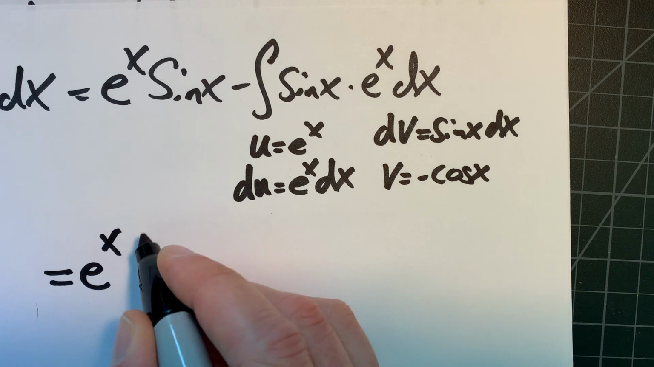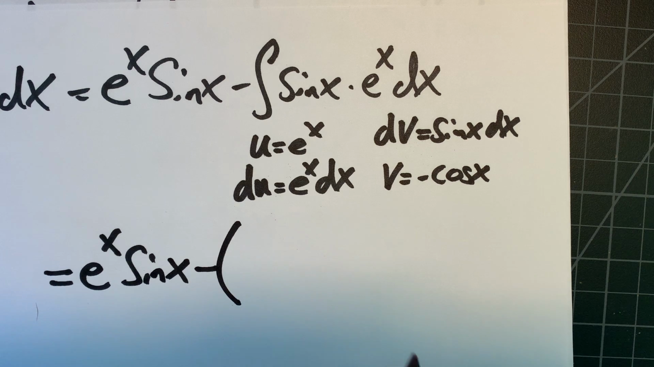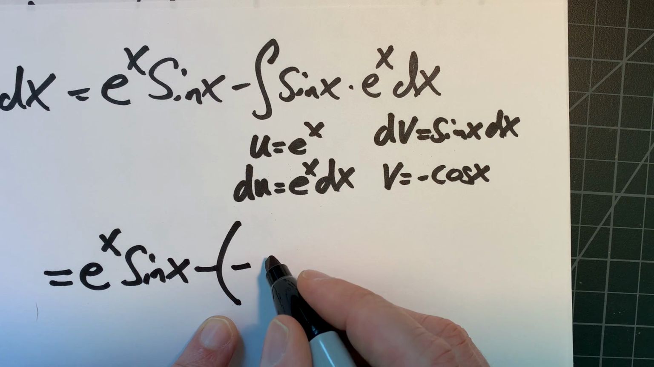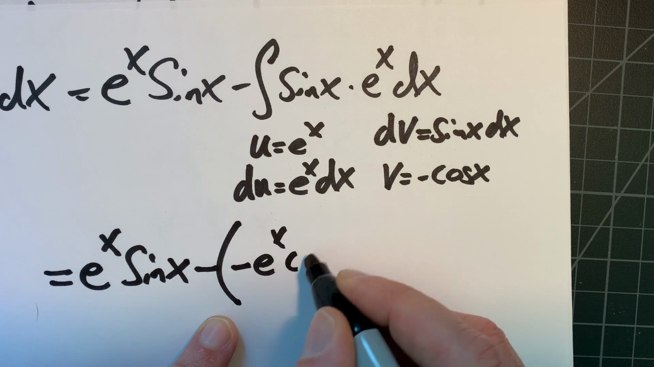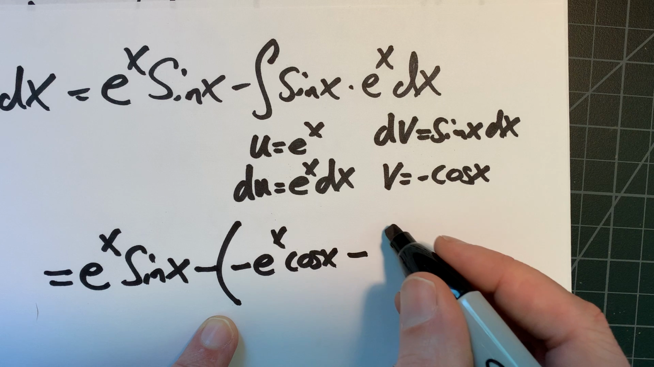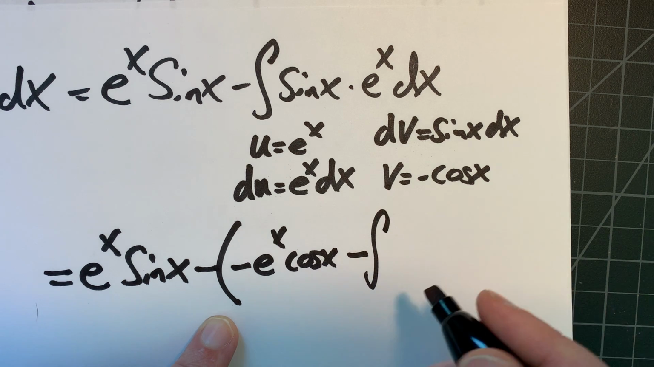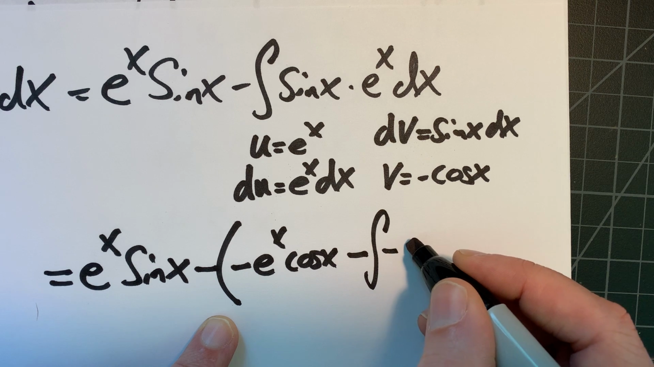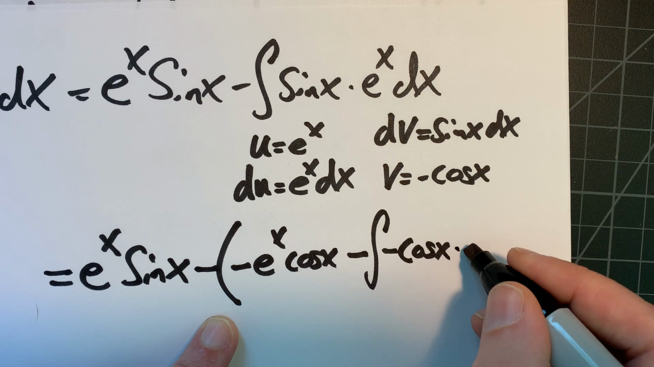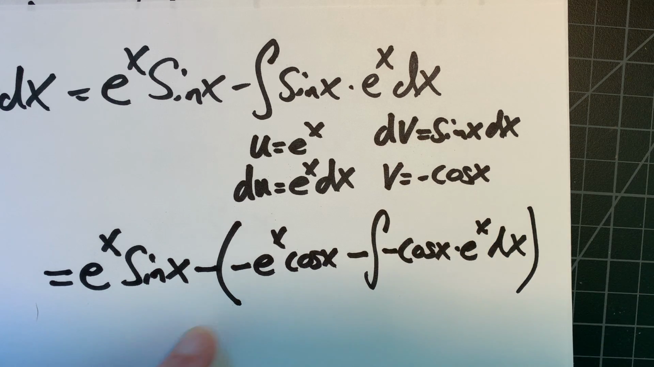e to the x sine x minus, now uv, that's minus e to the x cosine x, then minus the integral of our v, which is negative cosine x, and then du is times e to the x dx. Oh my goodness. Okay.